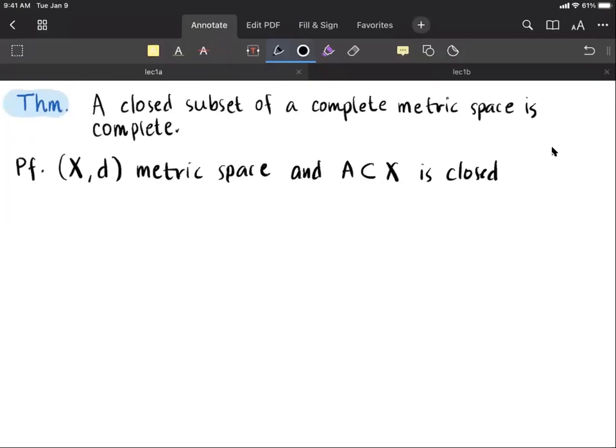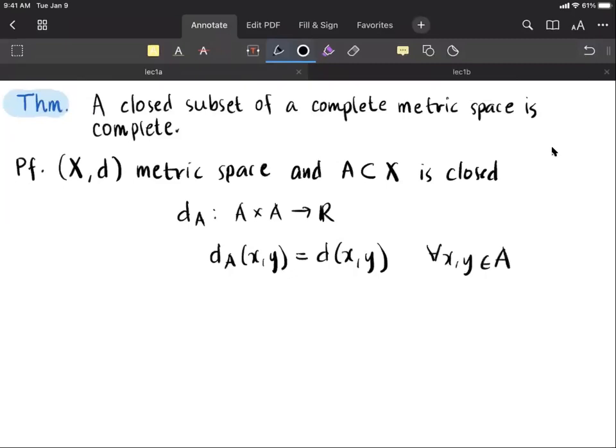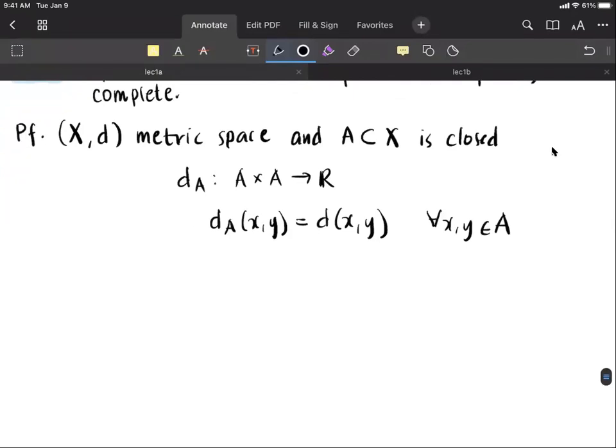In other words, we will define a metric on A by following whatever the distance of X and Y with respect to this original metric in X, for X, Y in A. Then, one can show that this is indeed a metric on the subset A. This means that this pair is a metric space.